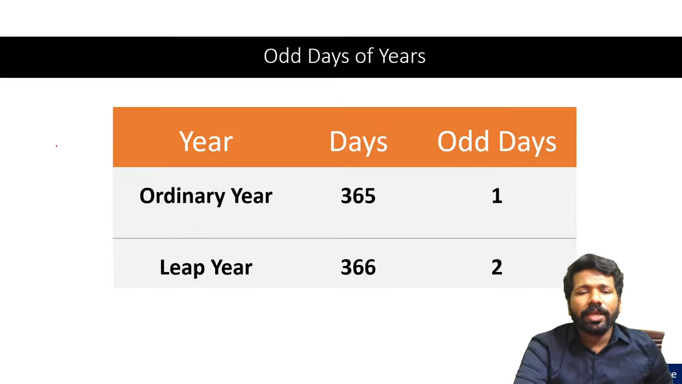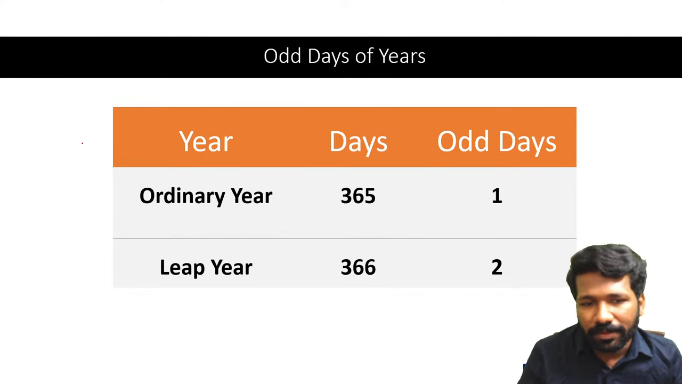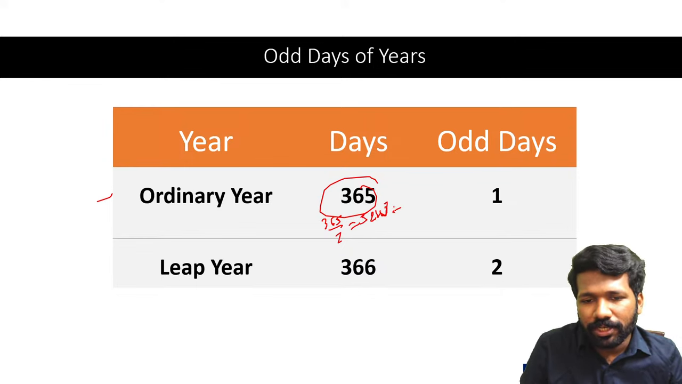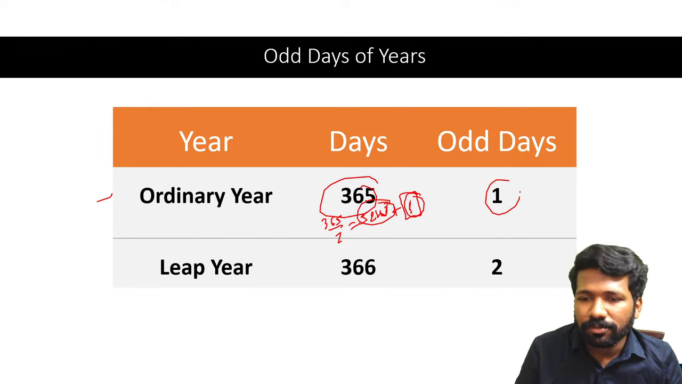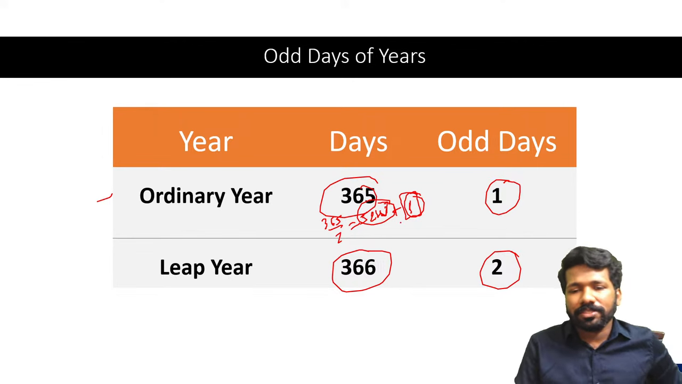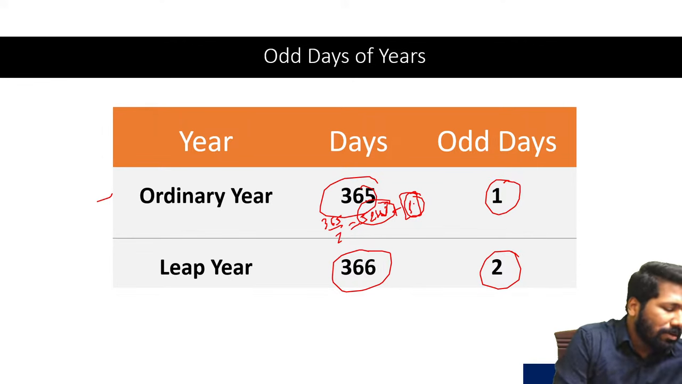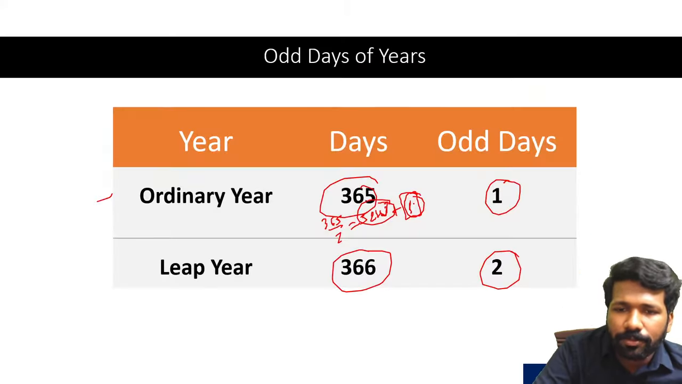And you should know the odd days connected to years also, because that is how you can understand how many days are shifting. In an ordinary year, 365 days are there. When you divide 365 by 7, you get 52 weeks as quotient, and the extra days are 1. 52 weeks will not change the day of the week, but this one day will change it. That is why one odd day is important. In a leap year, it will be 2 odd days, because the remainder when you divide by 7 is 2. Why divide by 7? Because every week has 7 days. So you should know the odd days connected to the year correctly.